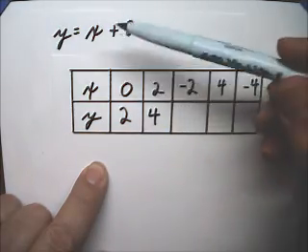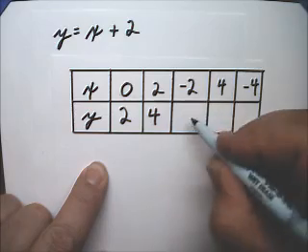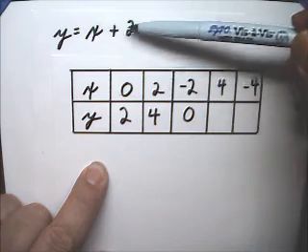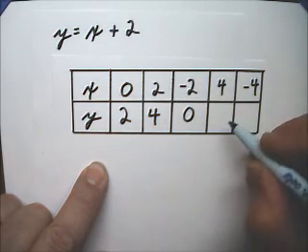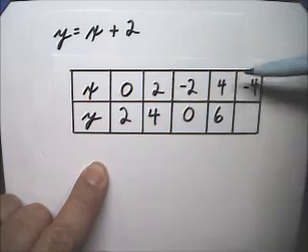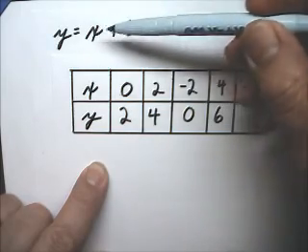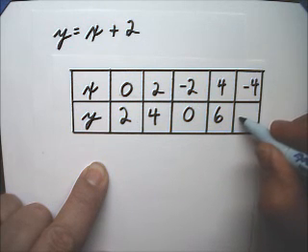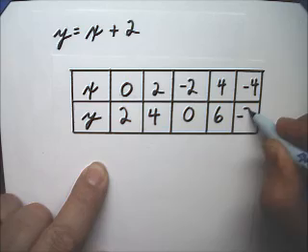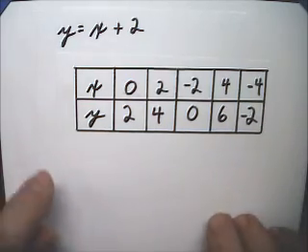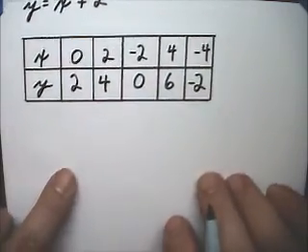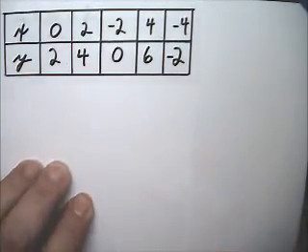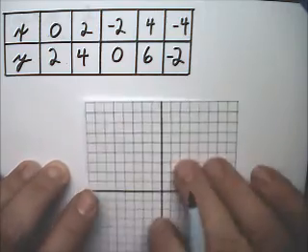If x was negative 2, we'd have negative 2 plus 2, and y would be 0. If x was 4, we'd have 4 plus 2, and y would be 6. And if x was negative 4, we'd have negative 4 plus 2. And if you owe 4 and you have 2, you really owe 2. So this is our table of values, and now we'll plot this table of values in a coordinate plane, and we'll figure out what our line looks like.